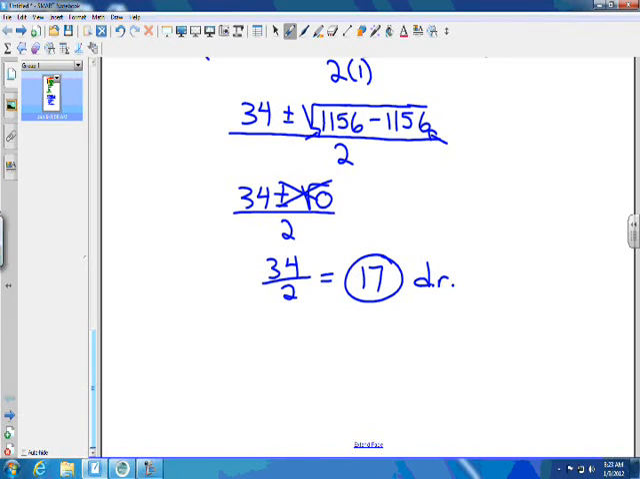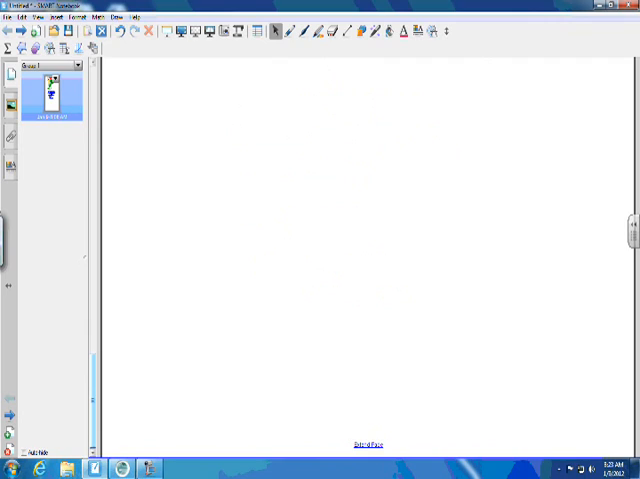There are basically two other types of answers. You can get imaginary numbers or the radical numbers. We'll do one of those two. And I'll give you some homework problems.